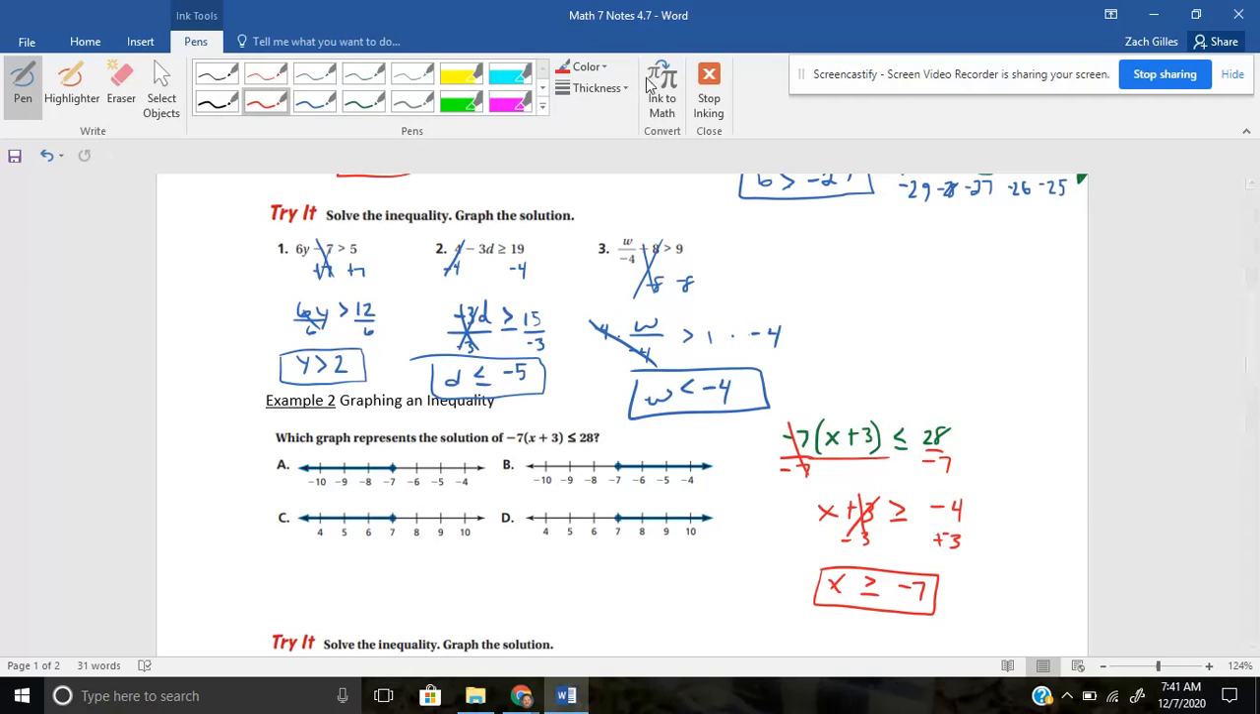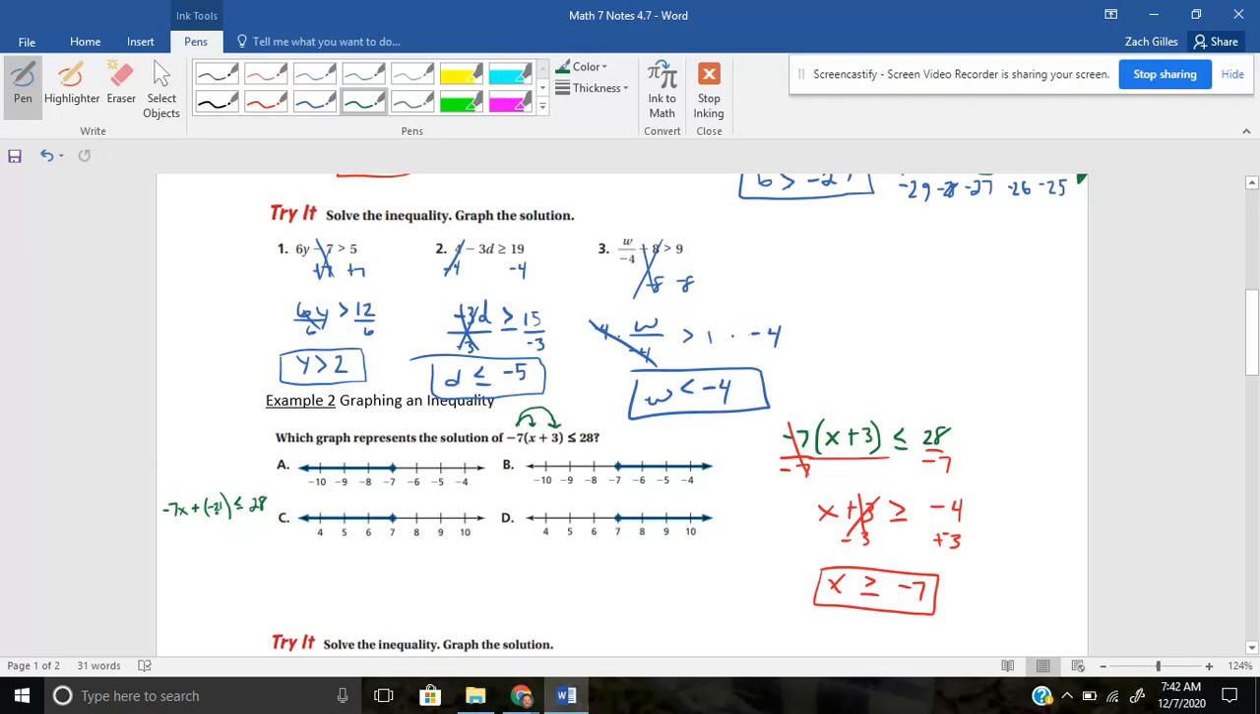And then the other way that you can do it would be to distribute this negative 7 inside the parentheses first. Okay, so if I did that, negative 7 times x is negative 7x plus negative 7 times 3 is negative 21 is less than or equal to 28. So again, I just multiplied x plus 3 by negative 7.